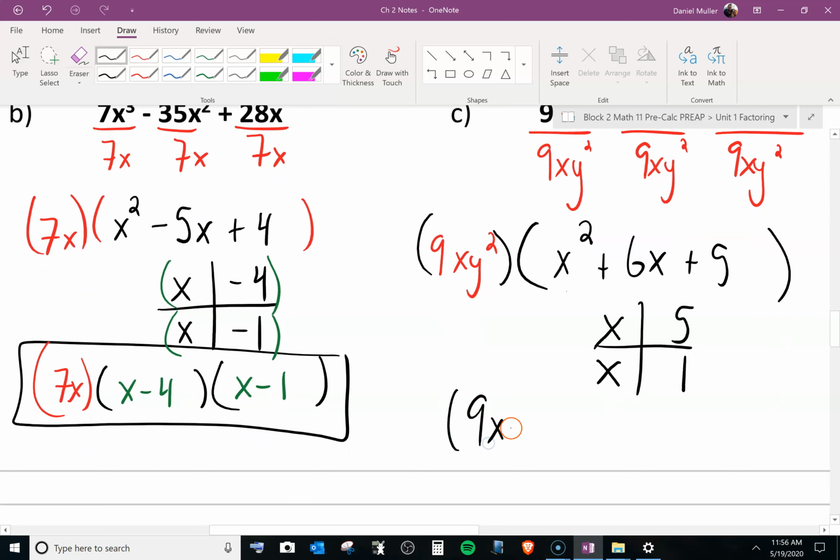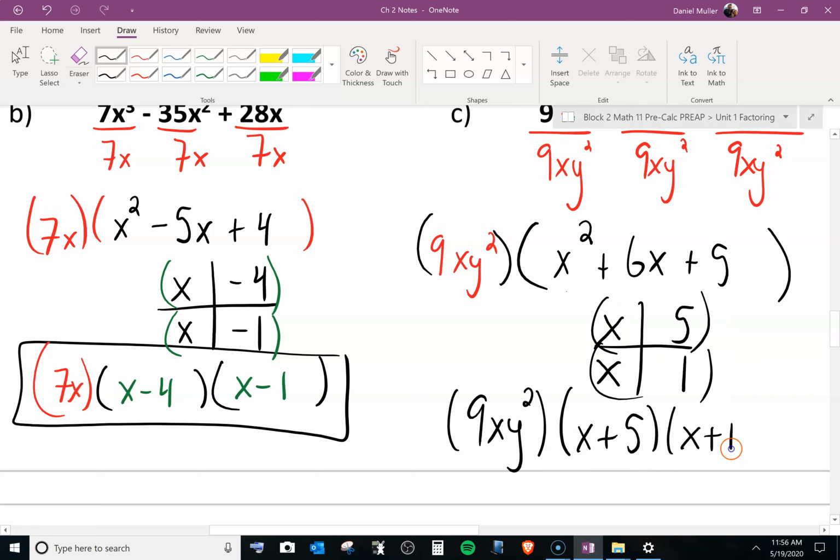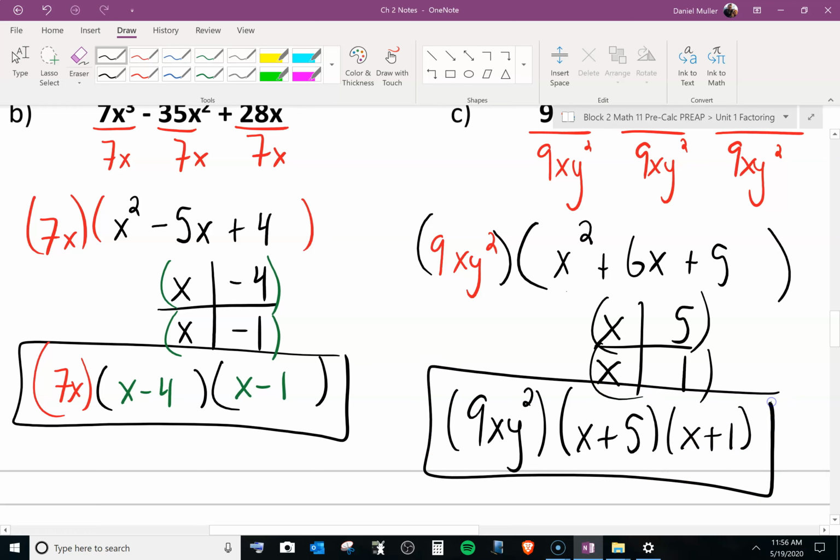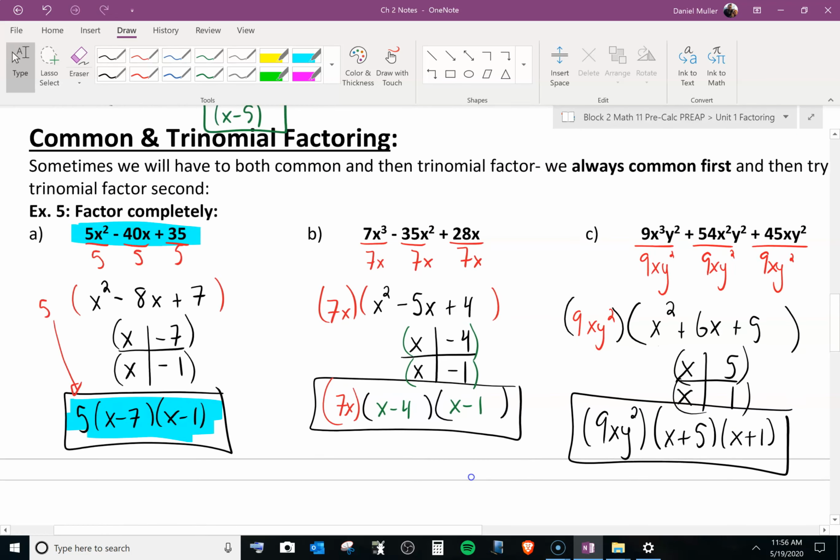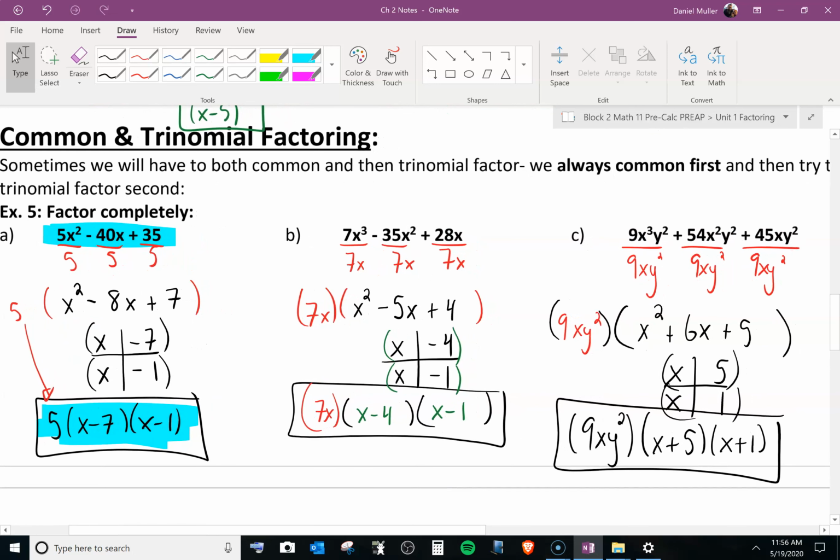So my final, completely factored expression is 9xy squared, and then I've got the x plus 5 and the x plus 1. Okay, so I'll zoom out here so you can see them all. This is the first time where we had to do an extra step. The difference of squares in the previous video, the perfect squares, those are all factored the same way, but this is the very first one where we had to do something extra, taking out whatever was common, the greatest common factor.